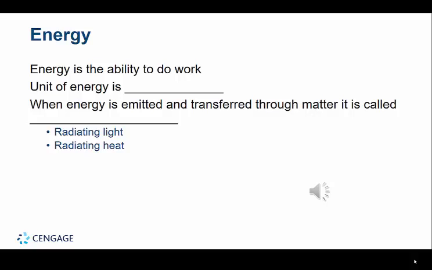The unit of energy, as we saw in one of the first slides, is the joule, but I want you to also write down that volt, or voltage, also measures energy. When energy is emitted and transferred through matter, this is called radiation. There's different types of radiation that we're going to discuss in this course as well. So you have radiating light, an example would be a light bulb, and radiating heat, an example of this would be a stovetop.